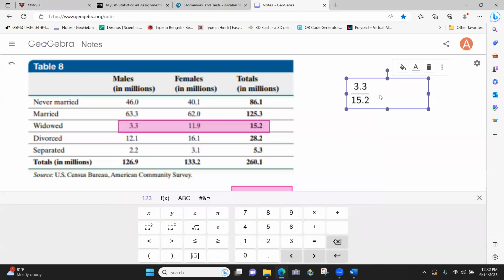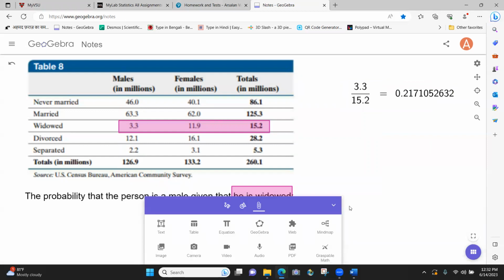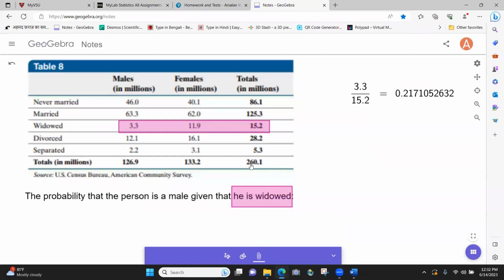2.17. Now, I'm going to make a couple of points here, guys. In conditional probability, you don't look at the entire population, which is 260.1 million. You're only looking at 15.2 million people. The moment I say, given that the person is widowed, you're only looking at that tiny population. So the answer is 0.217105263. Now, I'm repeating myself. The problems I'm using are just made up, but if you go to your Table 8, there are some more problems done in the book. Feel free to take a look. It gives you more examples.